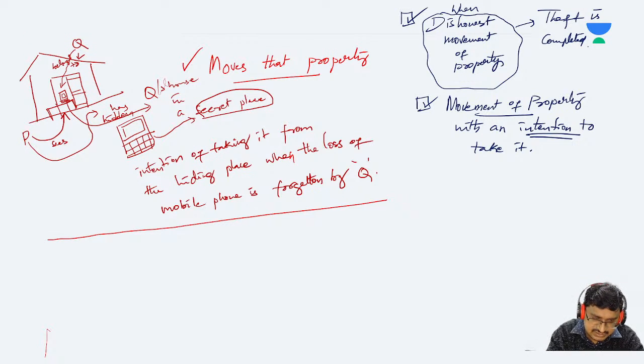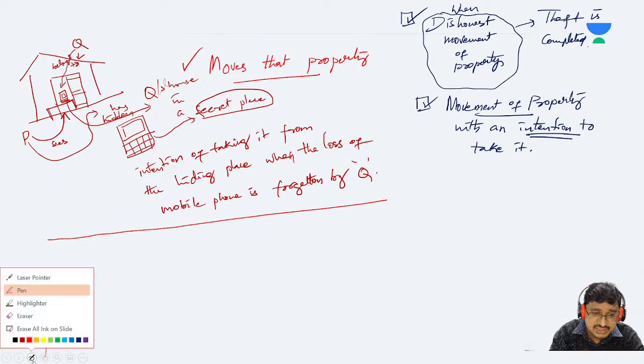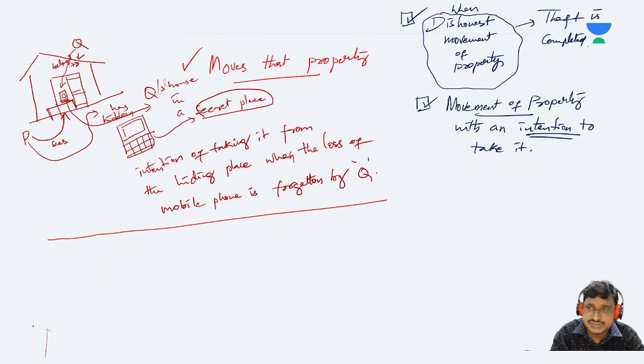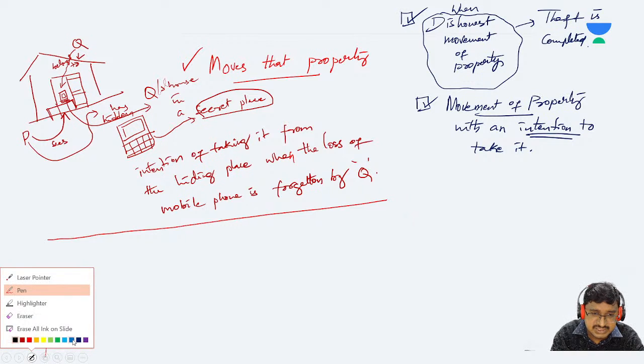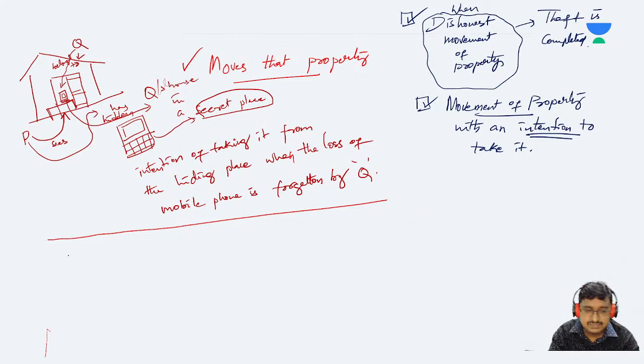Okay, thereafter let us see some other illustrations here. Mr. R meets a lorry. Here there is a lorry. Okay, just assume this is a lorry.